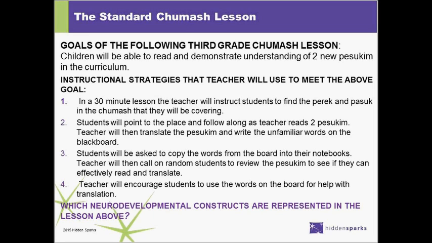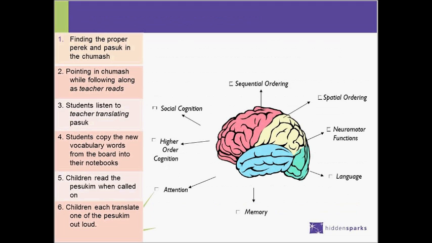Okay, so this is a fairly standard Chumash lesson that you might find in a second or third grade classroom. What we'll do now is try to look at which neurodevelopmental constructs are represented in the lesson above. And we're going to do this by breaking up the task into its fine components.